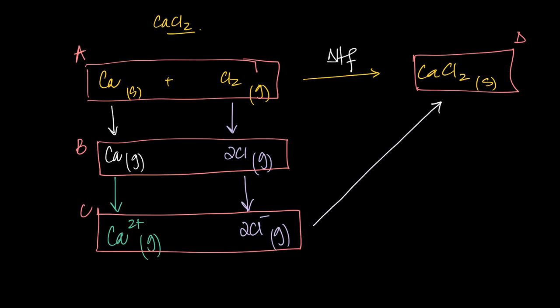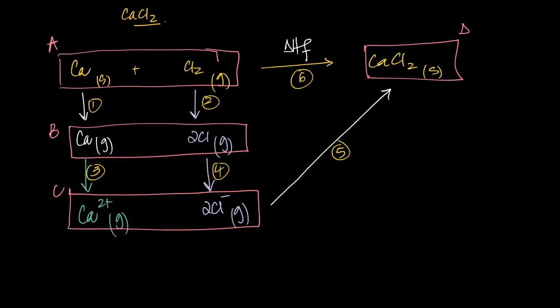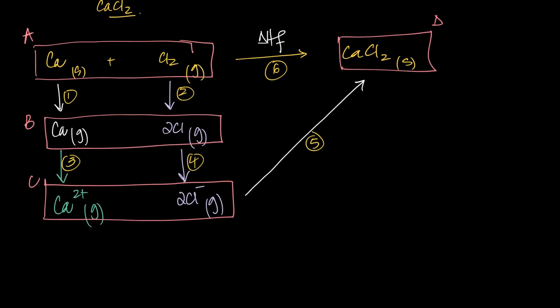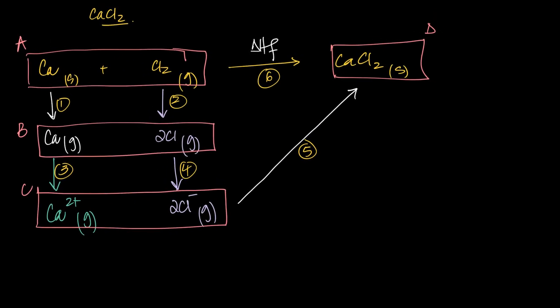Now this is the graph sketch. If I call these arrows reaction 1, 2, 3, 4, 5 and 6 for now, how would I label them? What would one be? Anybody? One would be called the standard enthalpy of atomization of calcium.